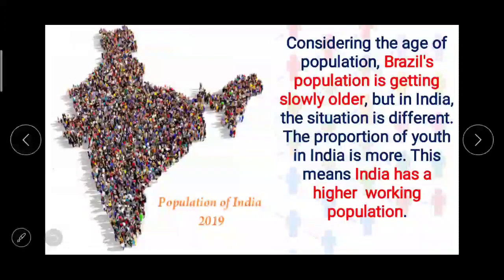Next one, considering the age of population, Brazil's population is getting slowly older, धीरे धीरे older, but in India the situation is different. The proportion of youth in India is more, and that is why India is nowadays called as country of young people. This means India has a higher working population, or we can talk about qualitative population here. जितना ज़्यादा working population है उतनी देश की ग्रोथ, देश का प्रोग्रेस, देश की डेवलपमेंट होने की चांसेस होते हैं. So qualitative population and working population play very important role in the development of any country.